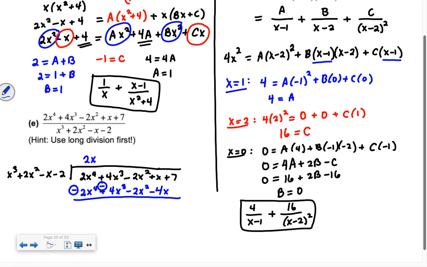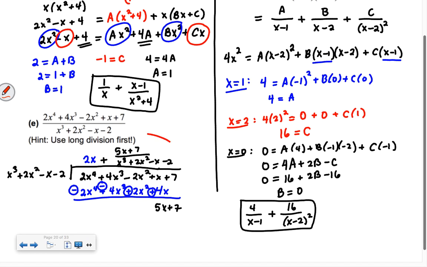change the signs. You almost remembered it. And you'll see that most of it goes away. How exciting. We're left with 5x plus 7. So what does this mean? That our remainder is 5x plus 7 all over x cubed plus 2x squared minus x minus 2.